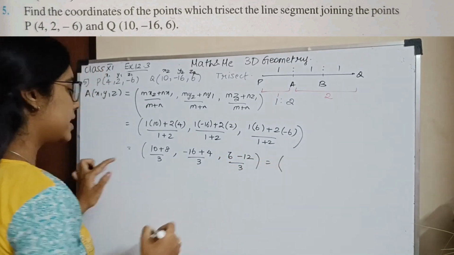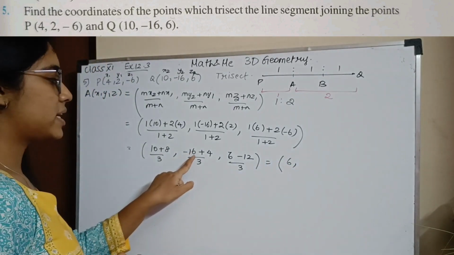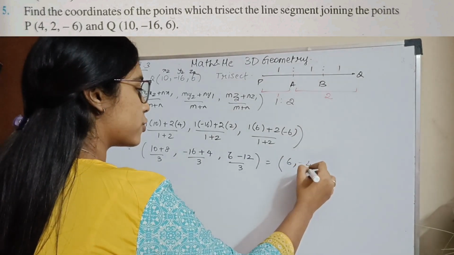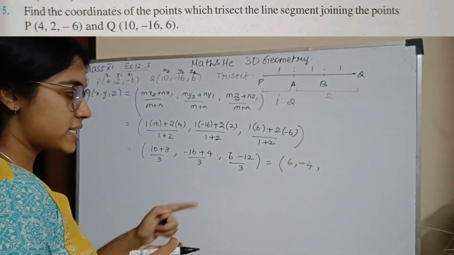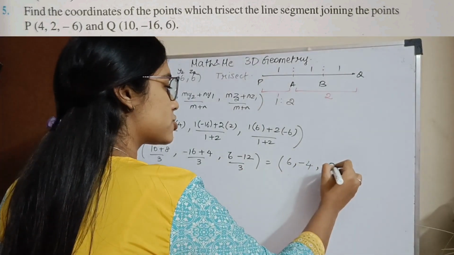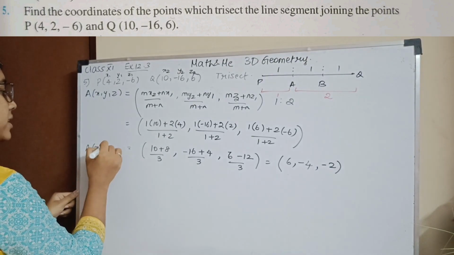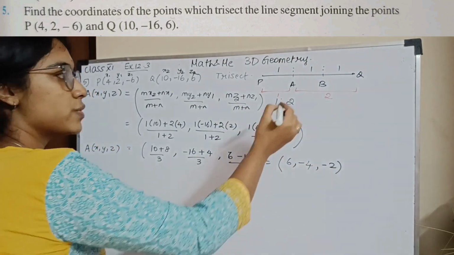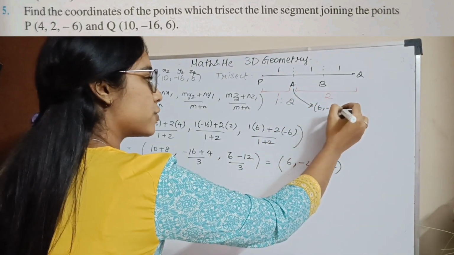So what do we get? 10 plus 8, 18. 18 by 3 is 6, comma, minus 16 plus 4, which will be minus 12. Minus 12 divided by 3 is minus 4, comma, 6 minus 12, what? Minus 6. Minus 6 divided by 3 is minus 2. So these are my coordinates of A. So the A coordinate, x, y, z, is 6, minus 4, minus 2. So we have found out what A is. So A is 6, minus 4, minus 2.